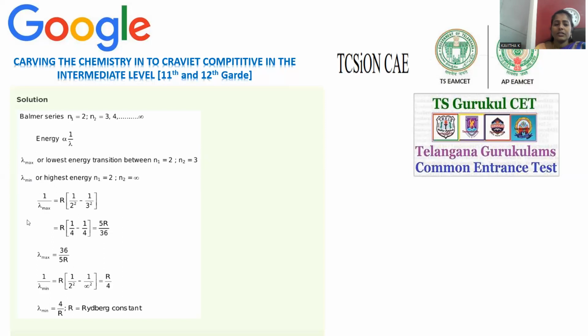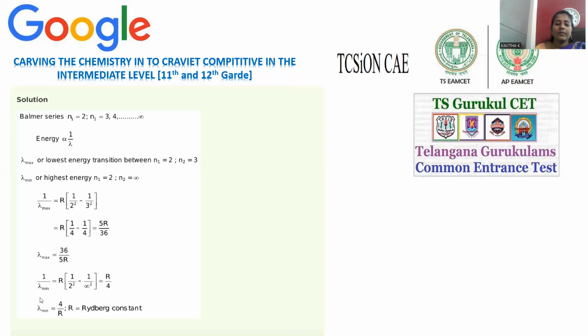If you write this, 1 by lambda max is equal to R (1 by 4 minus 1 by 9). This will be written as 1 by lambda max is equal to 5R by 36. If you take the denominator to the numerator, the entire equation is reciprocated. Then lambda max is equal to 36 by 5R. This is the way you can write it: 36 by 5R. This is one of the values.